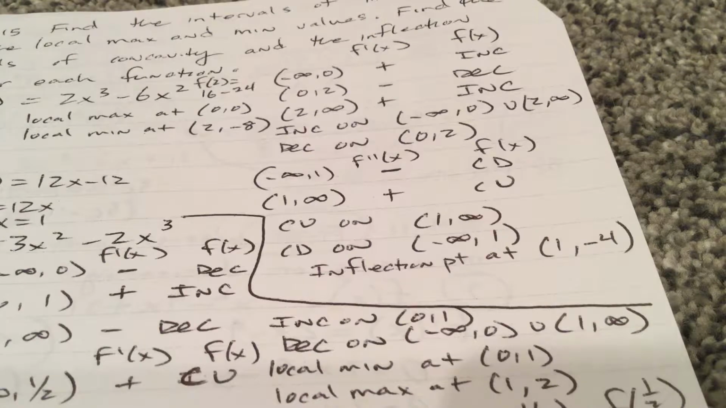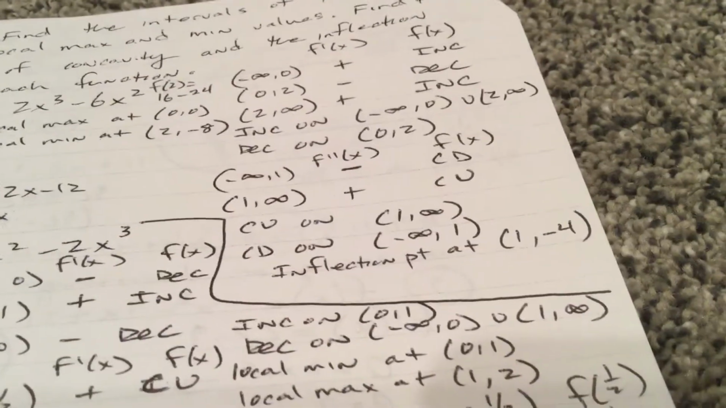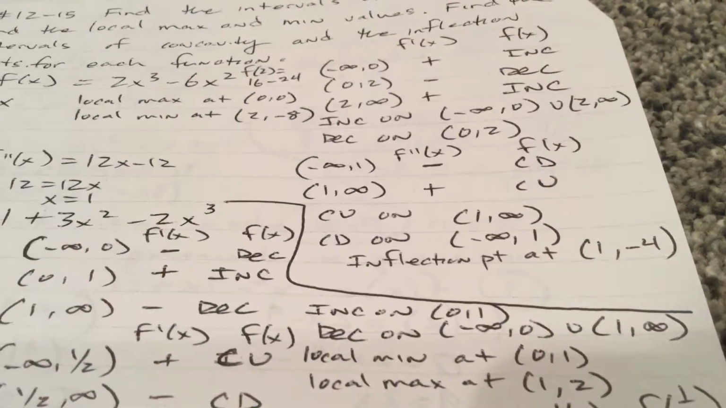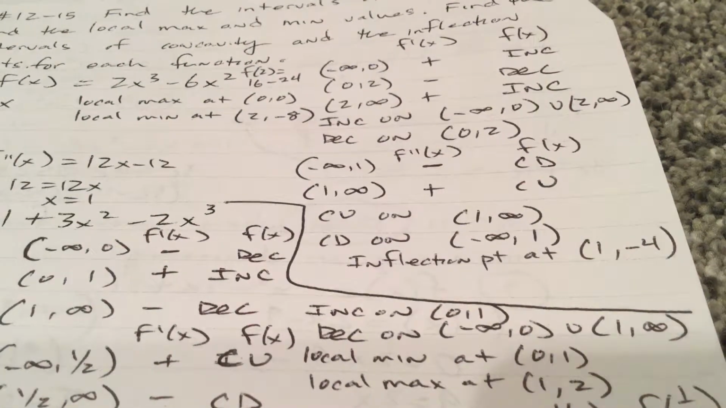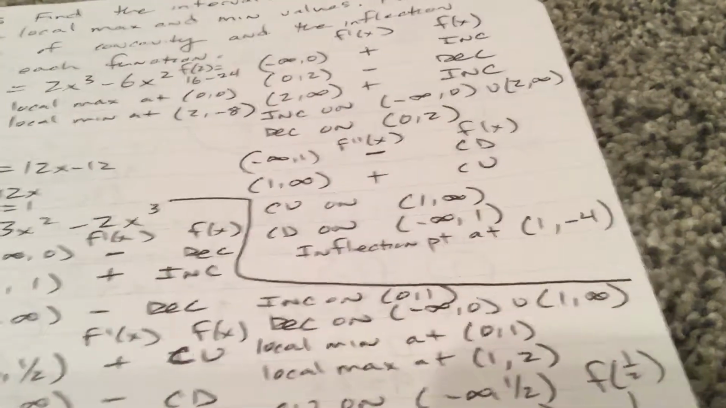1 is where it's going to change concavity. In the second derivative, plug like 0 in for x, you get a negative. Plug like 2 in for x, you get a positive. Concave down, -infinity to 1. Concave up from 1 to infinity. So it has an inflection point at 1, comma, plug 1 in for x. And the original function, -4. That's a very fair question there.